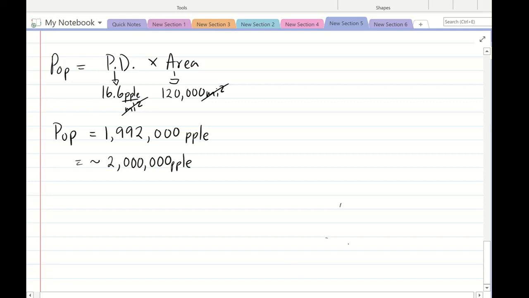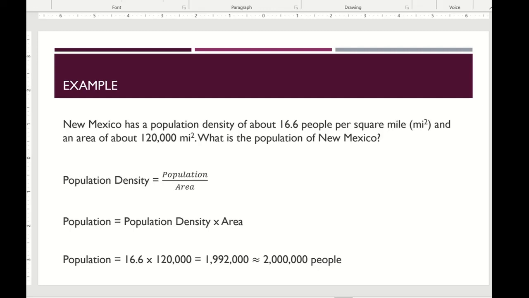So here's what we know: population density is equal to population divided by area. We know population is equal to population density times area, as we discussed a couple of minutes ago. And so population is about 2 million people.